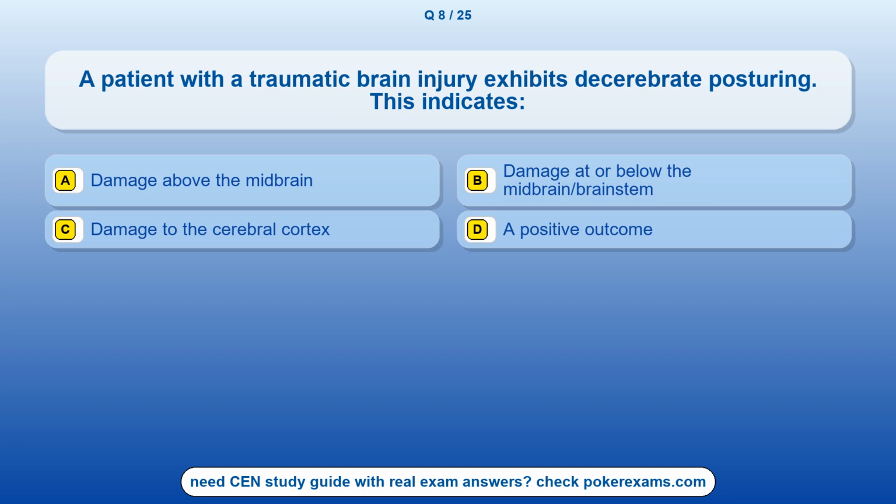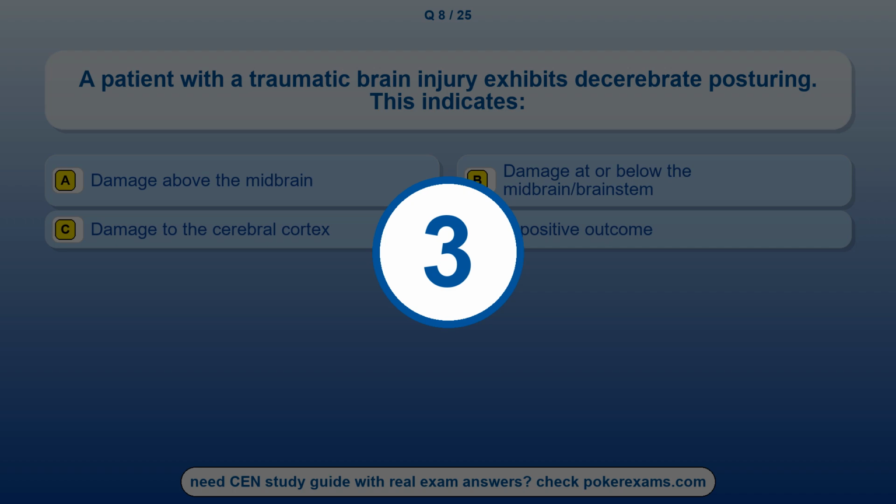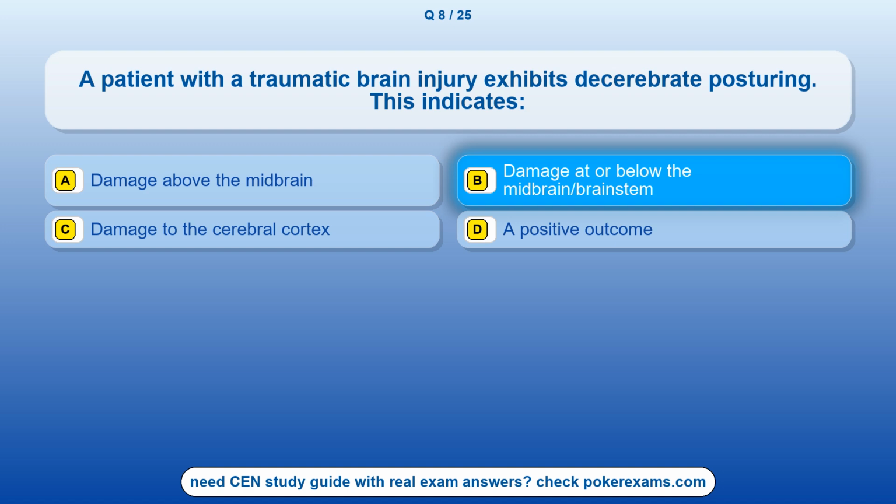Question 8. A patient with a traumatic brain injury exhibits decerebrate posturing. This indicates: Option A, damage above the midbrain. Option B, damage at or below the midbrain/brainstem. Option C, damage to the cerebral cortex. Option D, a positive outcome. The correct answer is option B, damage at or below the midbrain/brainstem.